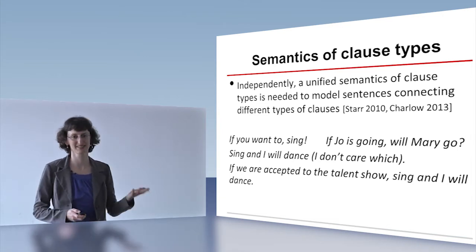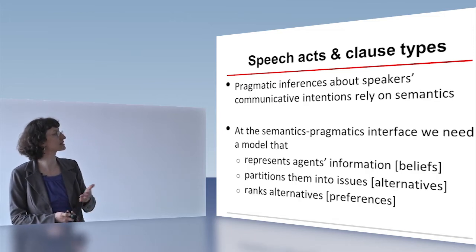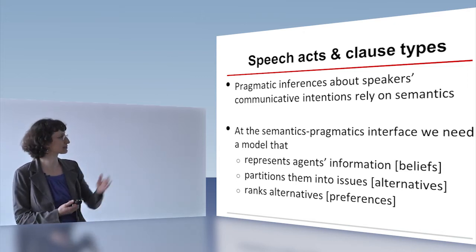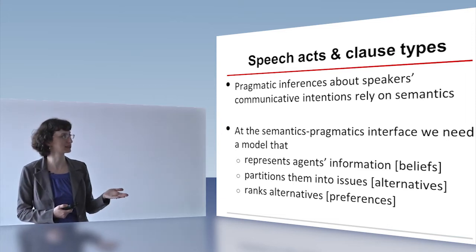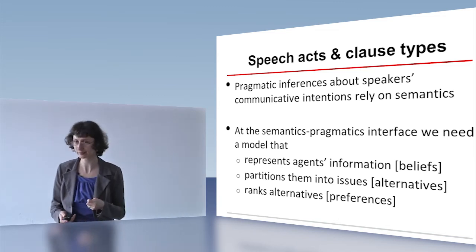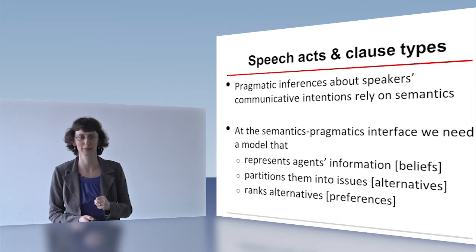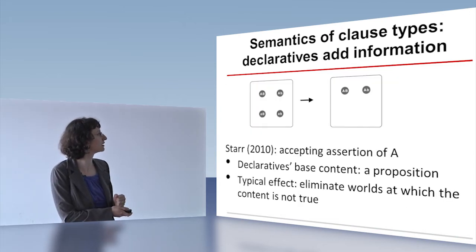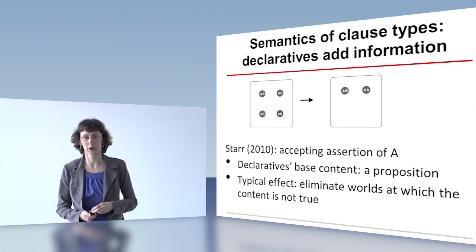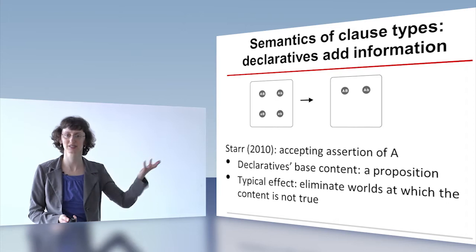So some semanticists have been worrying about this for a little while, so now we also have a pragmatics reason to try to have a unified theory. Pragmatic inferences about speakers' communicative intentions rely on semantics. And so at the semantics-pragmatics interface, we need a model that represents beliefs, alternatives, and preferences, one way or another. Instead of inventing my own, I'll take one from somebody else who's already thought about that. In particular, from Will Starr, who thought of it for the purposes of having a unified semantics for connectives, for sentences such as I just demonstrated.